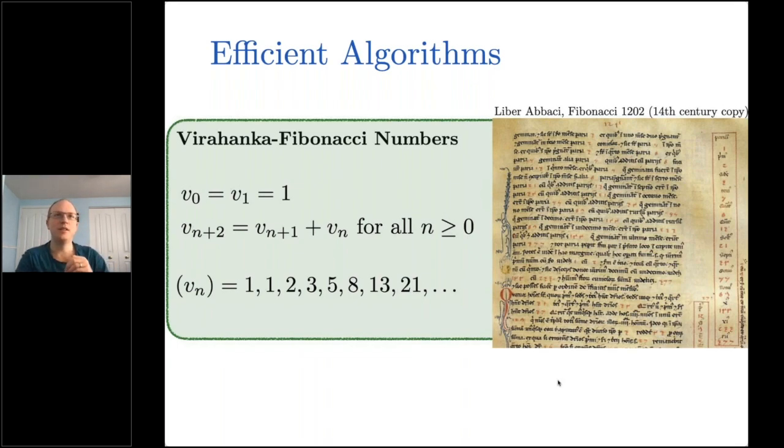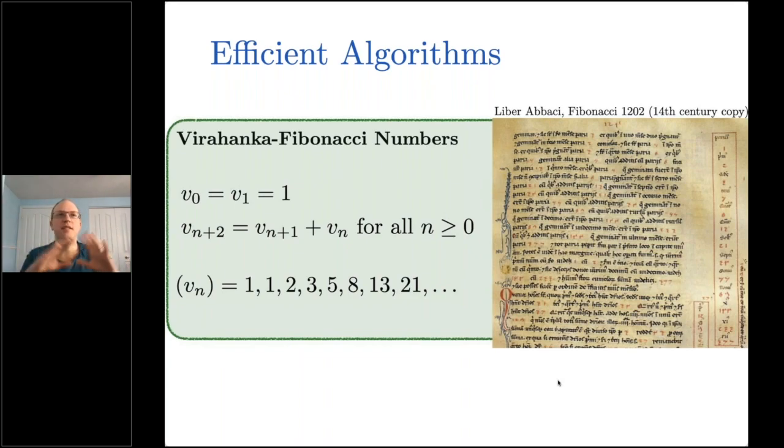This sequence was studied in India and other places a long time ago, and it was popularized when Fibonacci, Leonardo da Pisa, put it in his book Liber Abaci in the 13th century. And here you see a copy of the Liber Abaci from the 14th century, and you see on the right-hand side there, you have the numbers of the Fibonacci sequence.